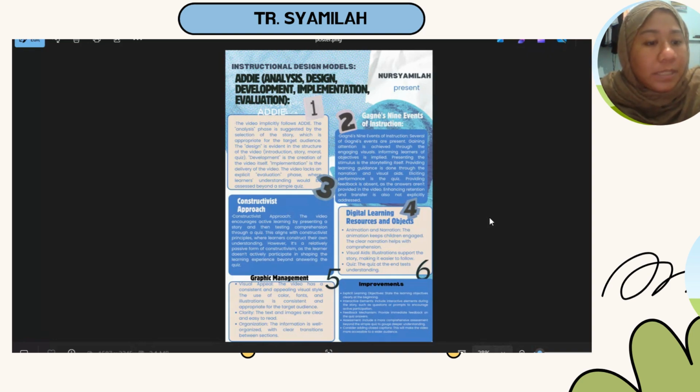So, making it easier to follow. Sometimes for the low learner students, if they don't know the words, they can guess by having a look at the picture, or the illustration. So the quiz, the test, will test the understanding of the students.